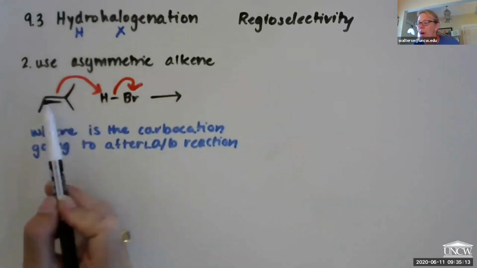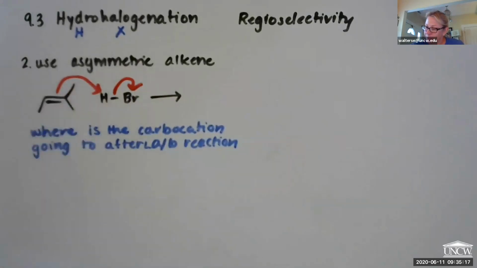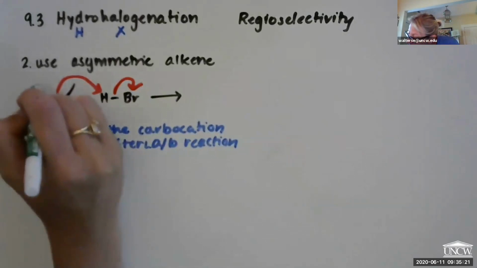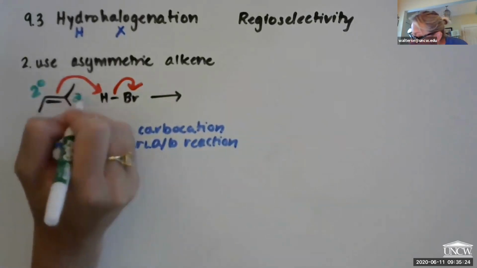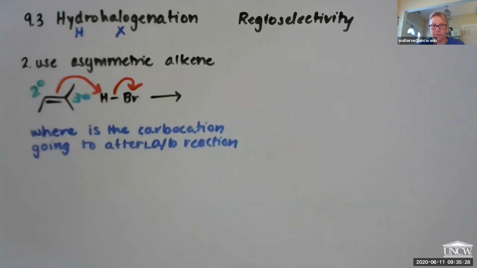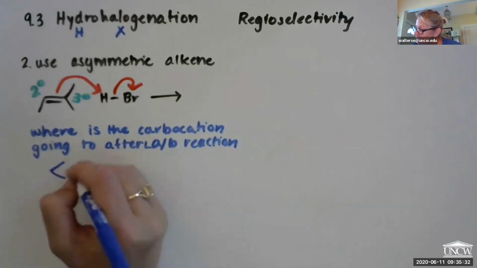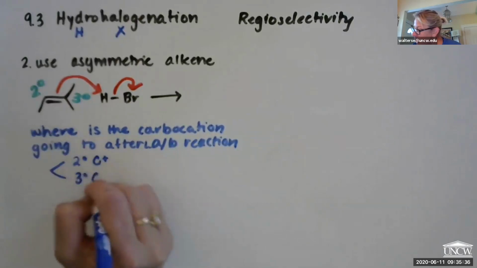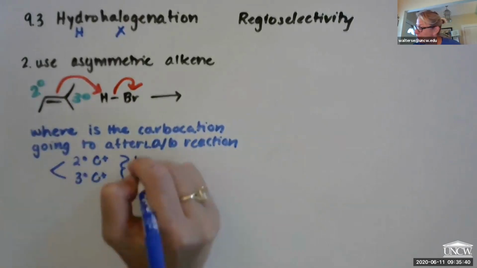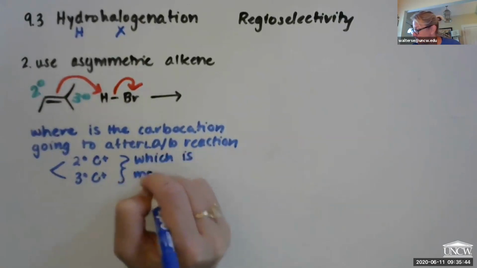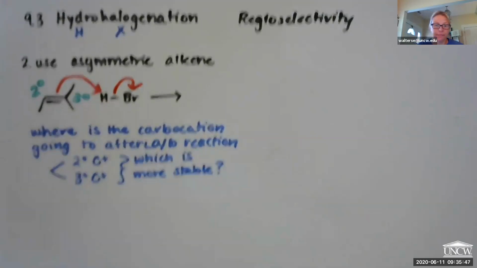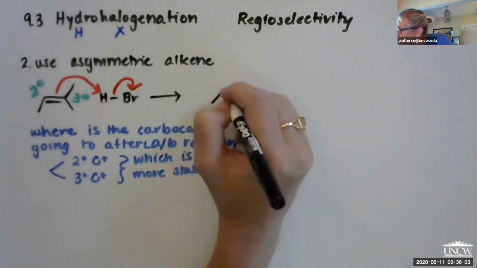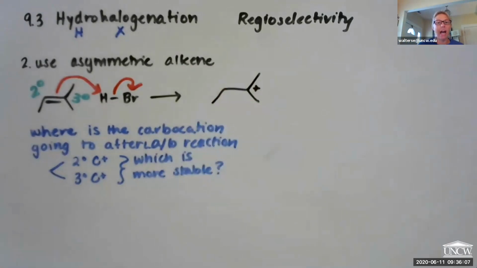I want you to look at these two carbons that are vinylic. This one is secondary. This one is tertiary. So which situation is better? Is it better to make a secondary carbocation or a tertiary carbocation? Which is more stable? So carbocation stability, remember, increases with the number of R groups or carbon atoms bonded to the carbon carrying the positive charge. So the best place for the carbocation is going to be on the tertiary position.